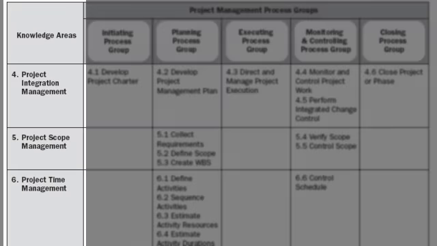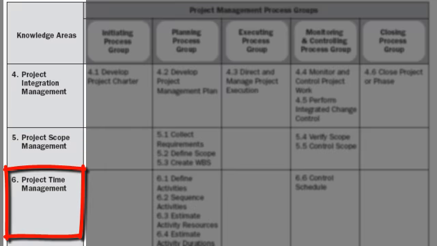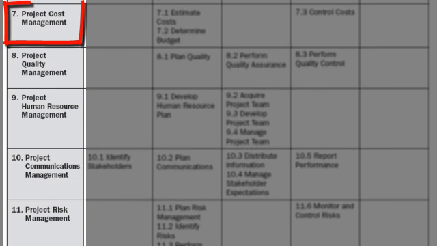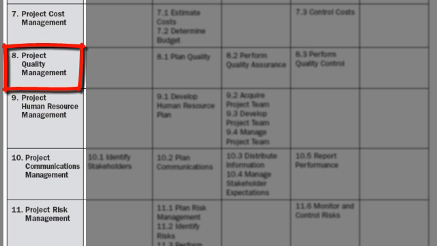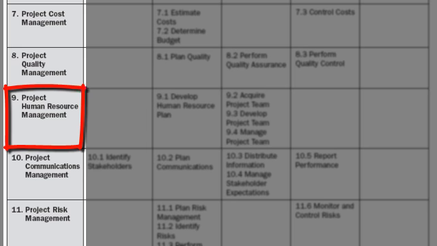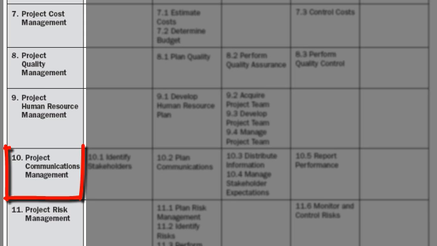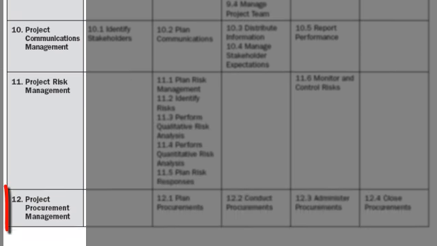Under the knowledge areas, we have Project Integration Management, Project Scope Management, Project Time Management, Project Cost Management, Project Quality Management, Project Human Resource Management, Project Communications Management, Project Risk Management, Project Procurement Management. The number next to each knowledge area is the chapter number in PMBOK for easy reference.